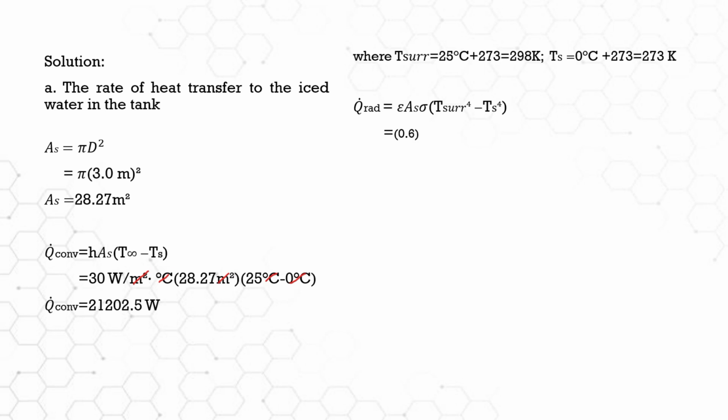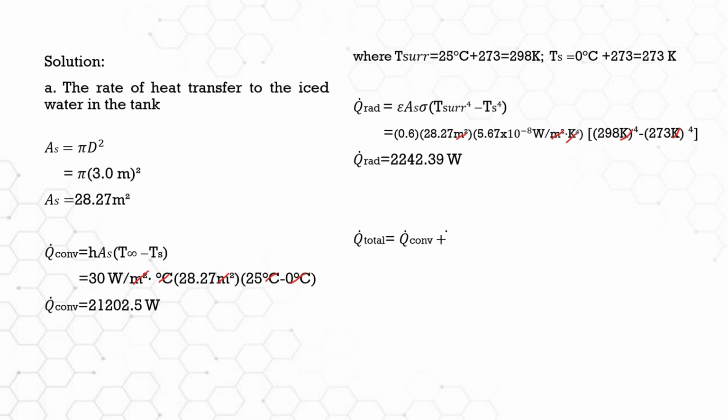Plug in the values, we have 0.6 multiplied by 28.27 square meters multiplied by 5.67 times 10 raised to the power of negative 8 watts per square meter Kelvin raised to the power of 4. Then multiply by the quantity of 298 Kelvin raised to the power of 4 minus 273 raised to the power of 4. Then cross out the same units, we have radiation heat transfer is equal to 2242.39 watts. The total rate of heat transfer is equal to convection heat transfer added to the radiation heat transfer.